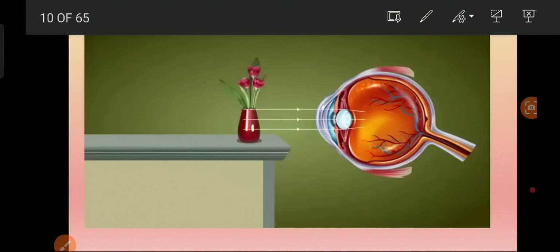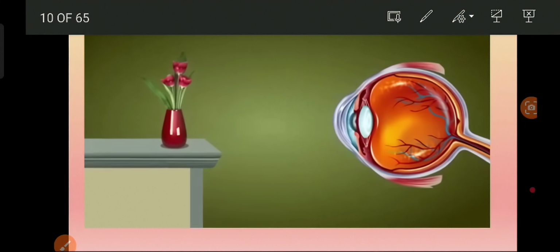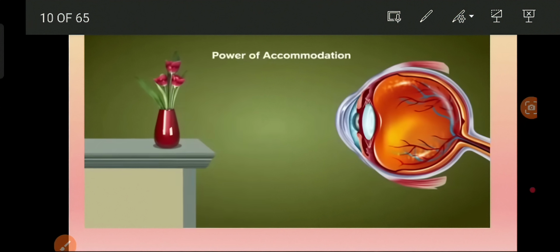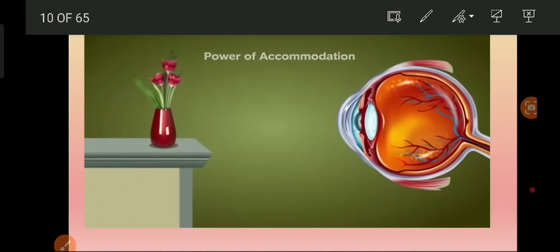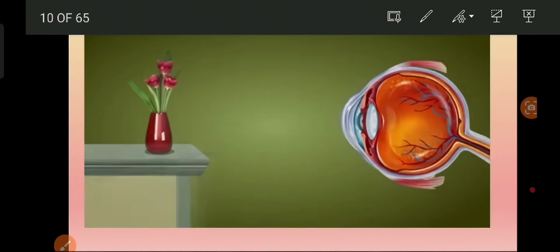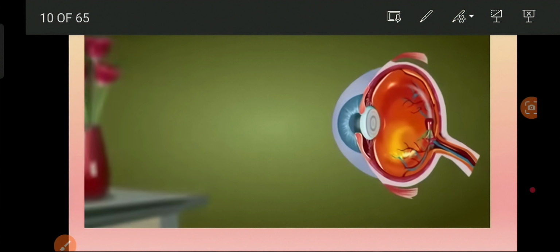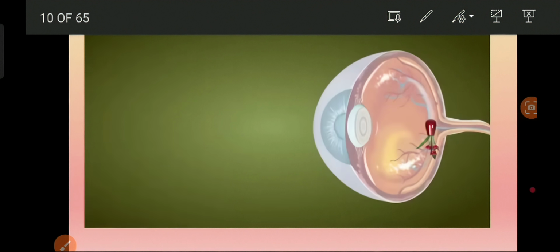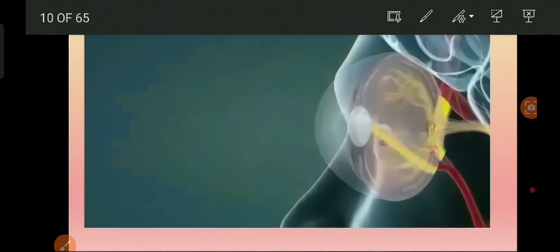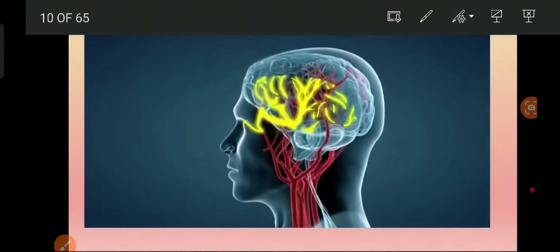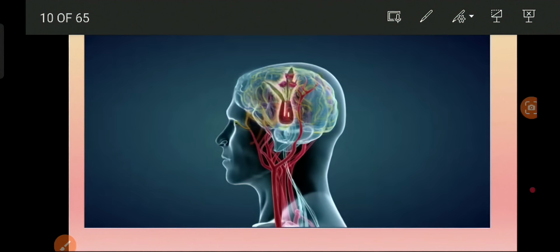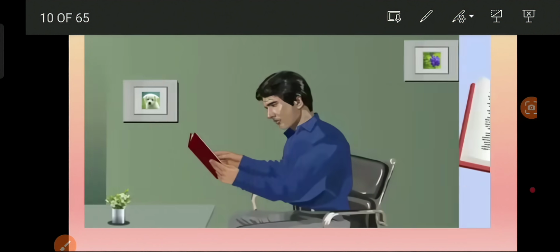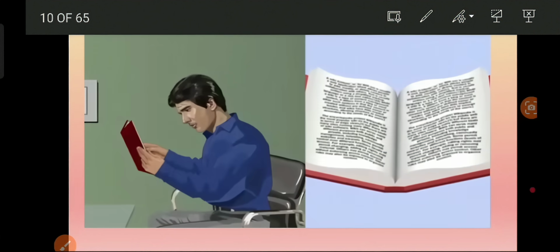If you see here, when you see objects closer to the eye, the muscles will contract, thereby the eye lens will become thick and the focal length of the eye lens will decrease. If you see distant objects, the muscles will relax and thereby the eye lens will become thin and the focal length will increase. When the light ray falls on the eye lens, the image will be formed on the retina, thereby we can see the image.